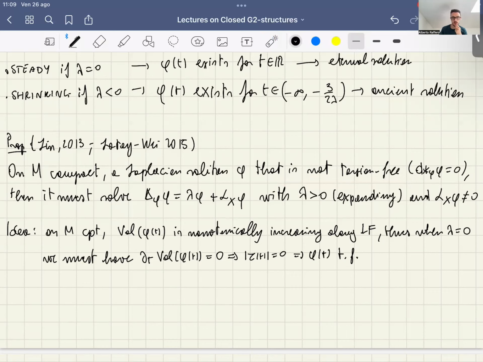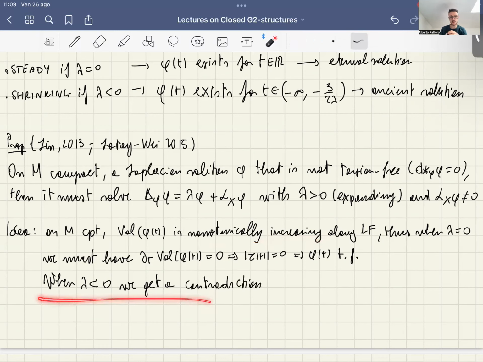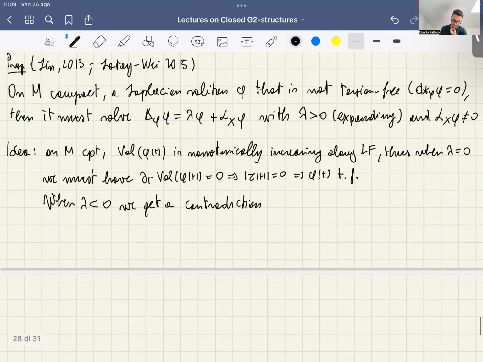And moreover, when lambda is less than 0, when it is negative, you immediately get a contradiction. Since the volume is monotonically increasing, and in this case, it should shrink, so it should decrease as long as the time goes on. So this explains why you only have expanding solitons on your compact manifold.